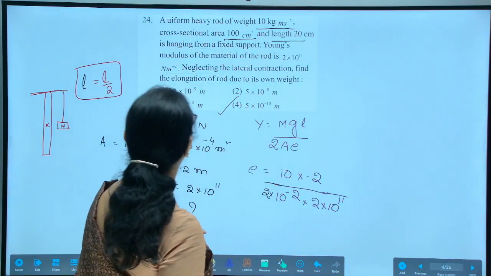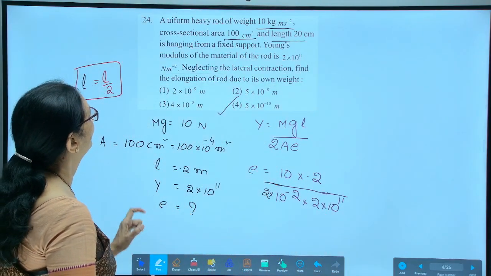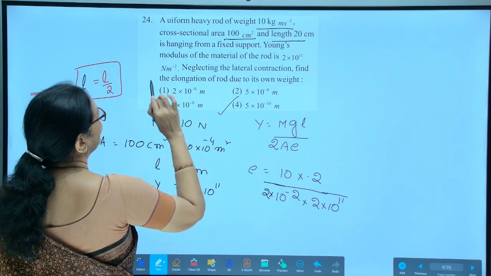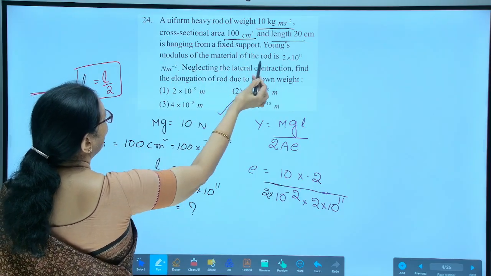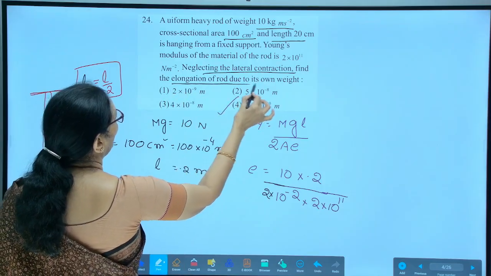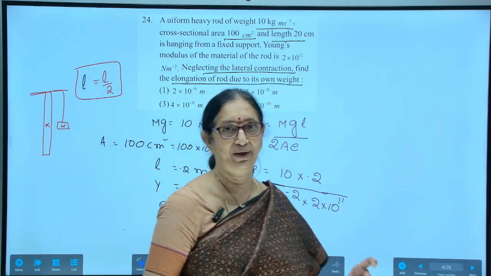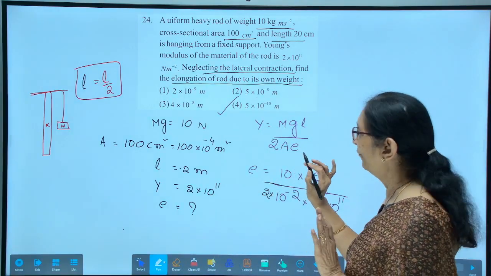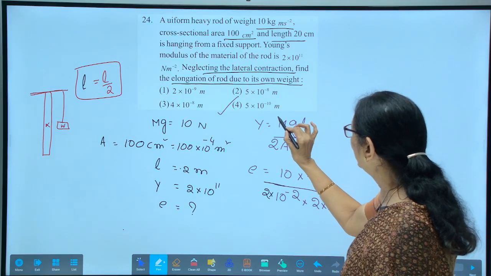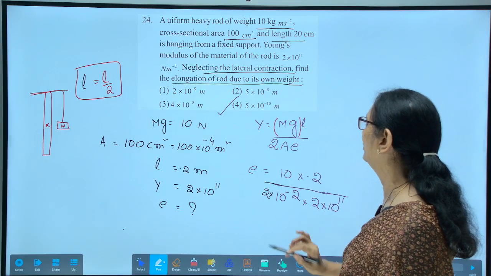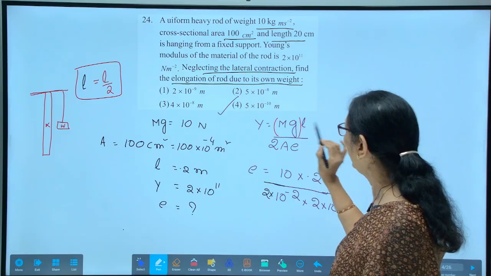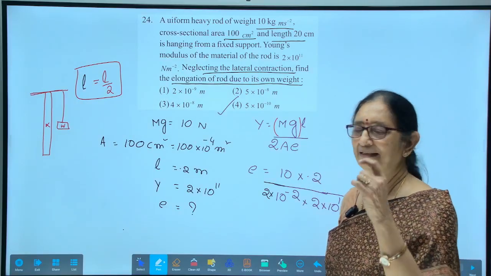Go on to the next problem. A uniform heavy rod, mass is given, cross-sectional area and length are given, hanging from a fixed support. Young's modulus is also given. Neglecting the lateral contraction, find the elongation due to its own weight. So here we have only one relation, Y is equal to FL by AE. As the rod is hanging under its own weight, the force experienced by that rod will be equal to its weight, that is mg. Here L is the length.